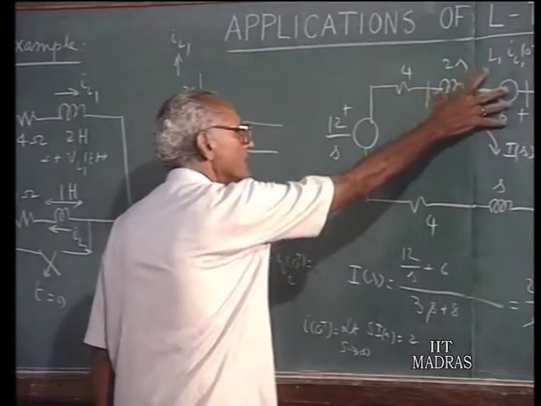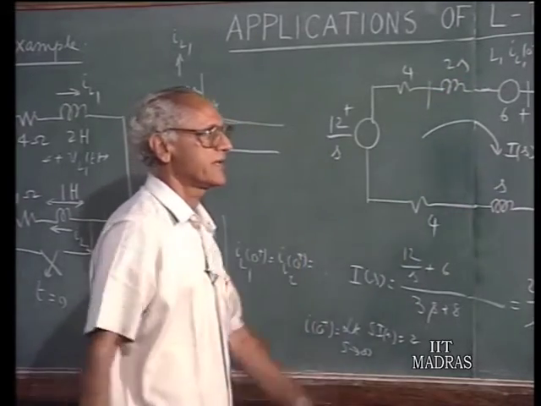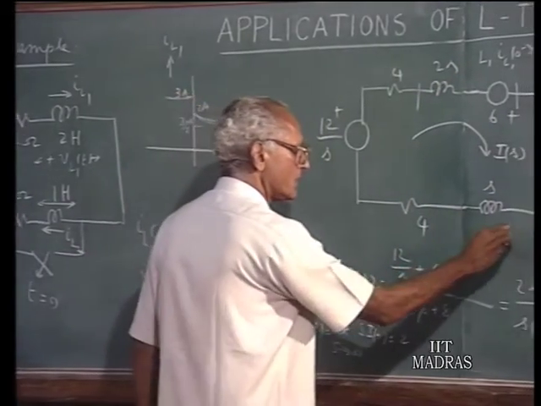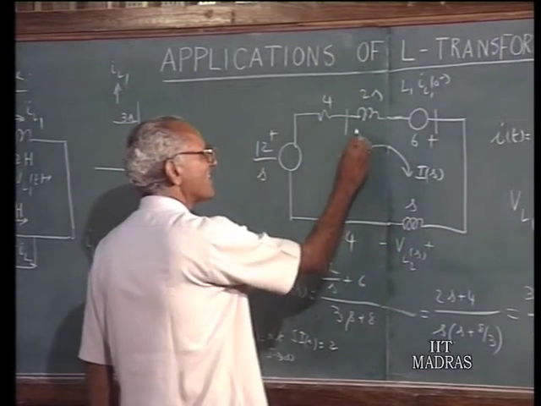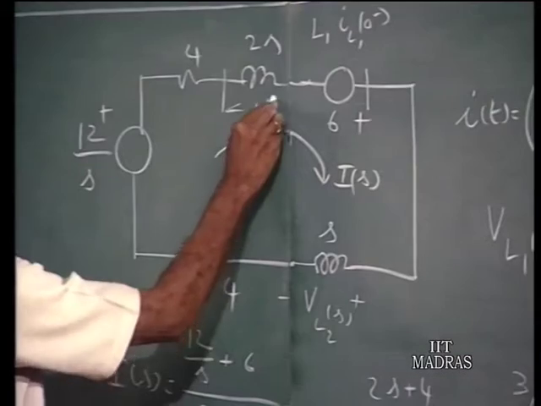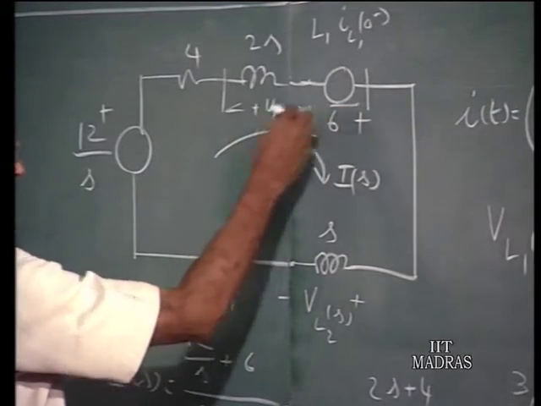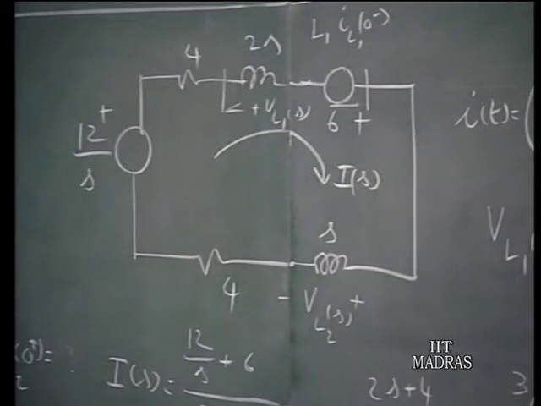because the impulse voltage generated here is cancelled by the impulse voltage generated here, because this will be now VL2 of s, this is VL1 of s between these 2 points, and the sum of these turns out to be 0.